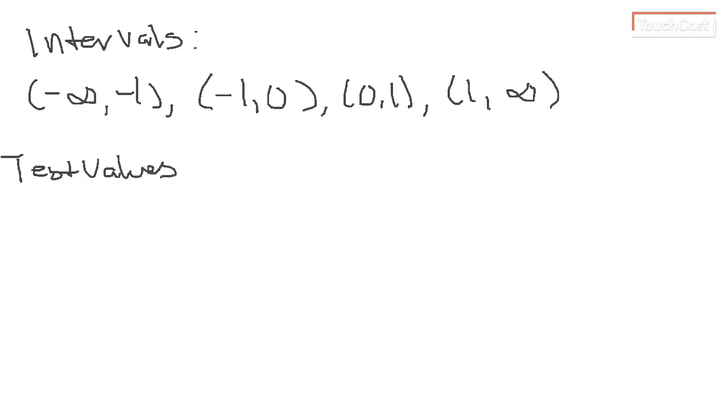So I'm going to just pick some numbers that are in these intervals between negative infinity and negative 1. I'm going to just pick negative 2. Between negative 1 and 0, I'm going to pick negative 1/2. Between 0 and 1, I'm going to pick positive 1/2. And between 1 and infinity, I'm going to pick 2. We're going to do this to figure out the sign of our derivative.